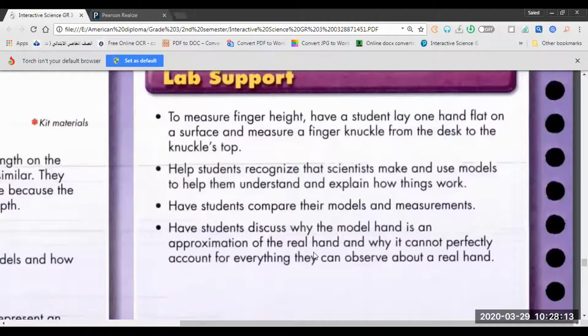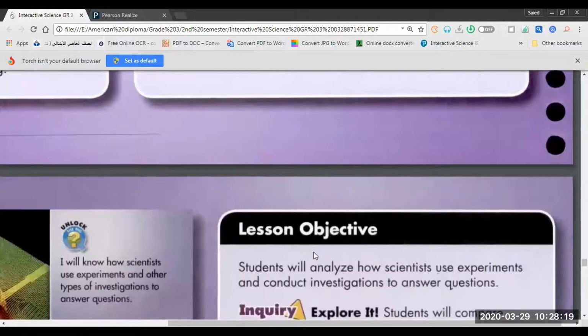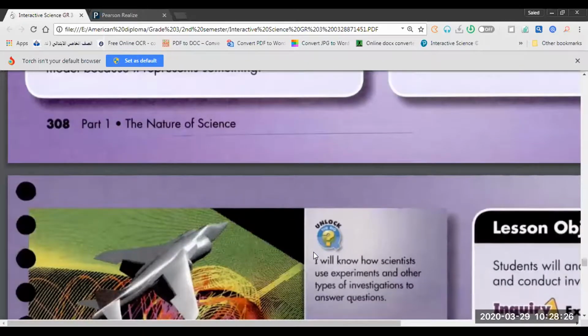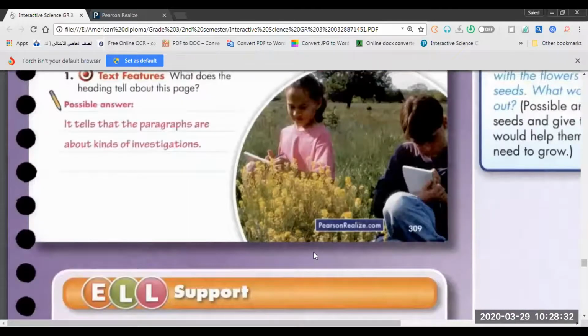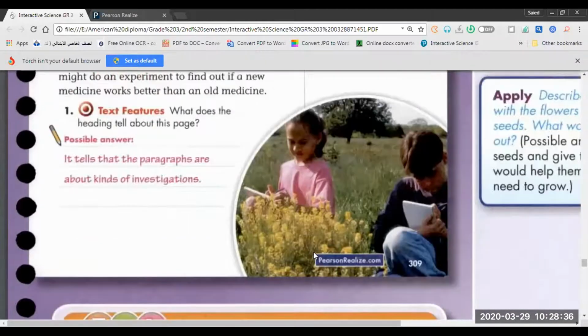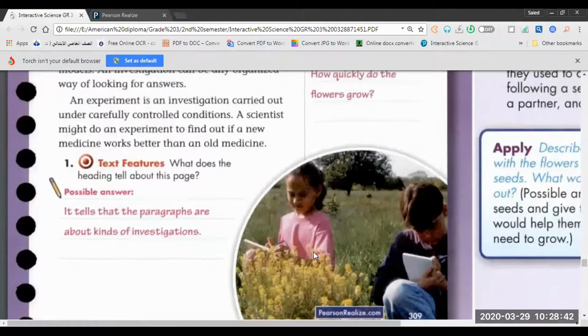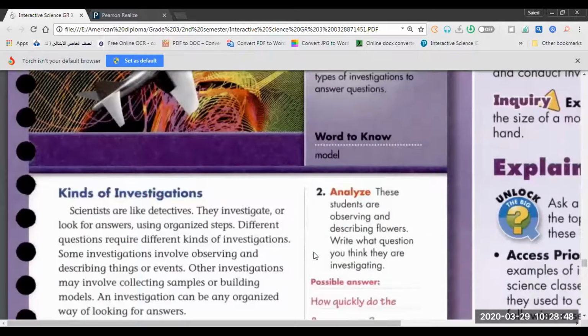On the next page, we're talking about kinds of investigations. I said before, you have to ask questions in the beginning, and after you ask a question, you have to answer it by doing what? By doing an investigation. We said before, investigation means looking for answers. But are all investigations the same? Of course not. Let us see.